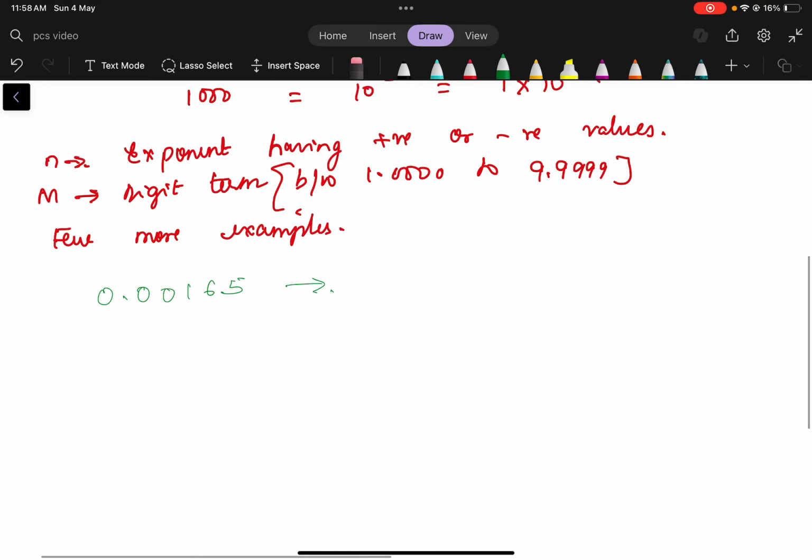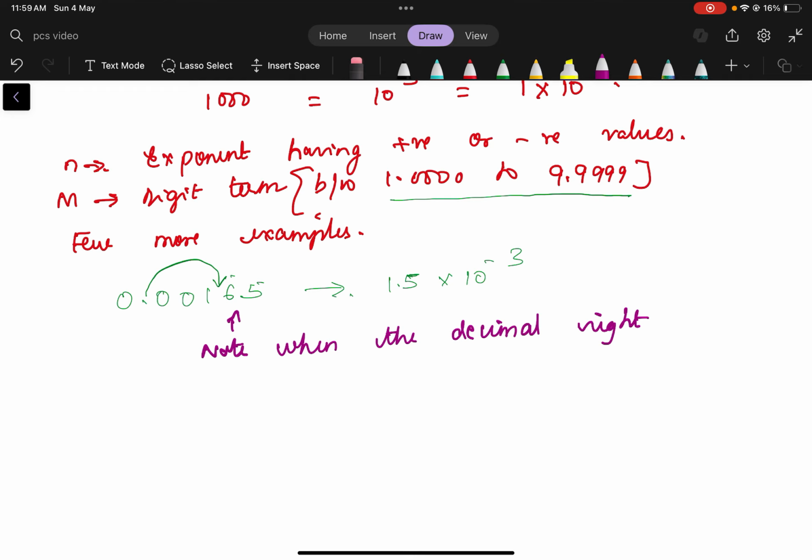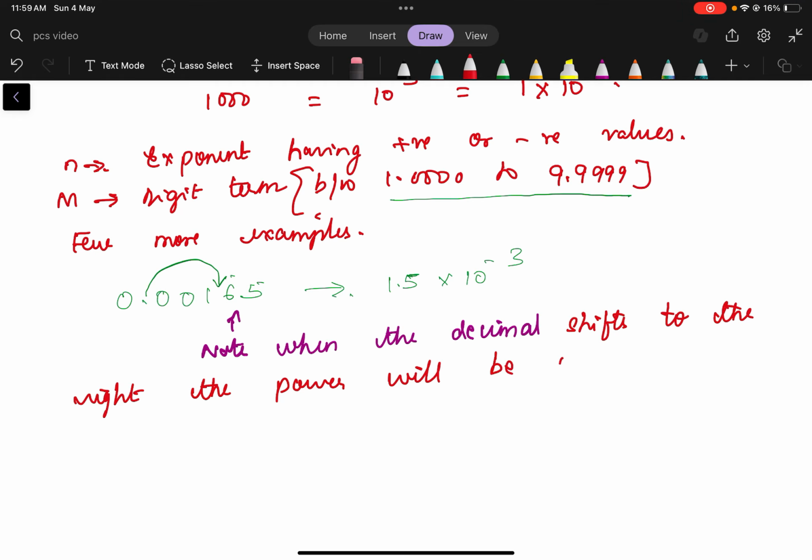So note, when the decimal shifts to the right, जब एक डेसिमल राइट में शिफ्ट होता है, when the decimal shifts to the right, the power will be negative.